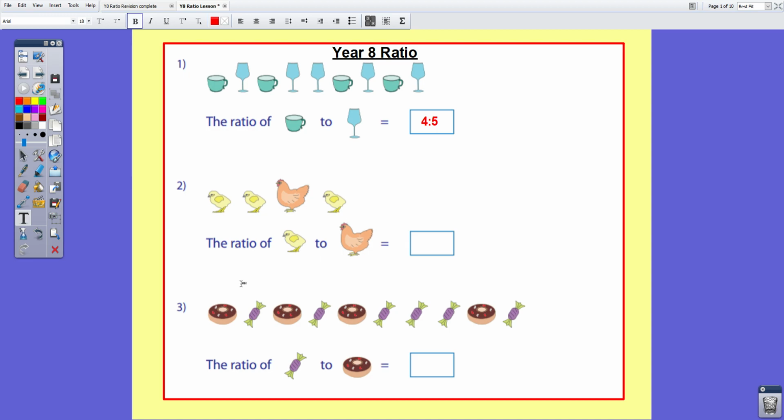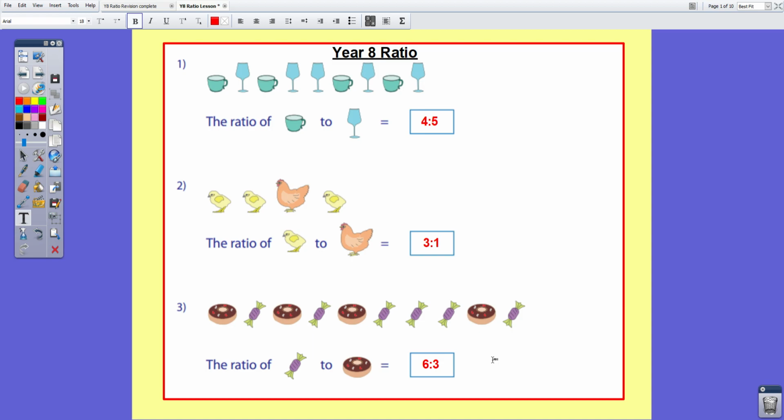Looking at example 2, the ratio of chicks to chickens, we've got 1, 2, 3 chicks and 1 chicken, so the ratio is 3 to 1. 3 to 1, that would be our answer. In the third example, the ratio of sweets to donuts, 1, 2, 3, 4, 5, 6 sweets, and 1, 2, 3 donuts, 6 to 3 is the ratio of sweets to donuts.